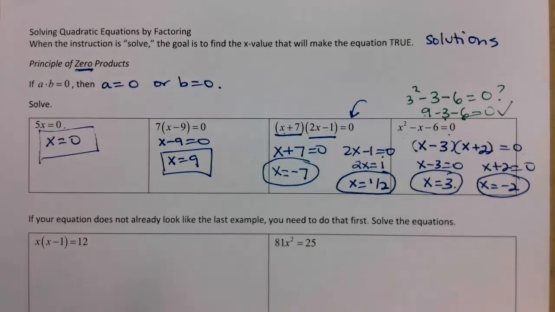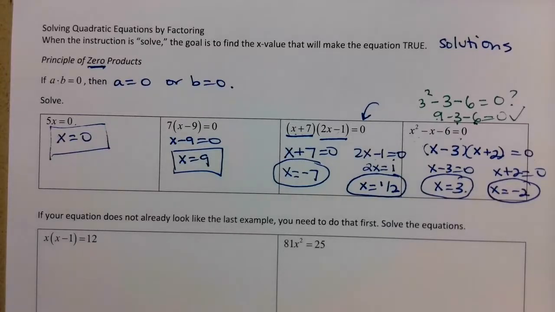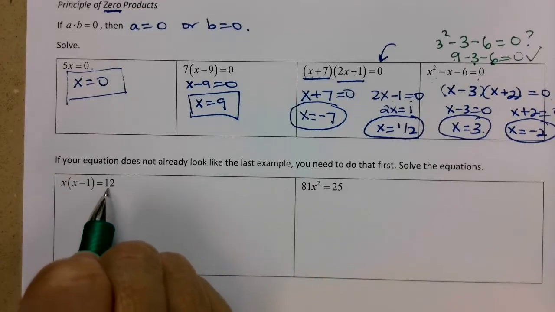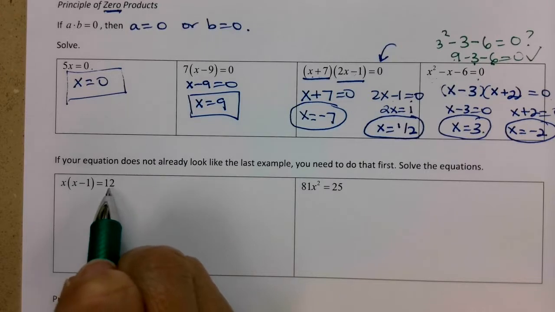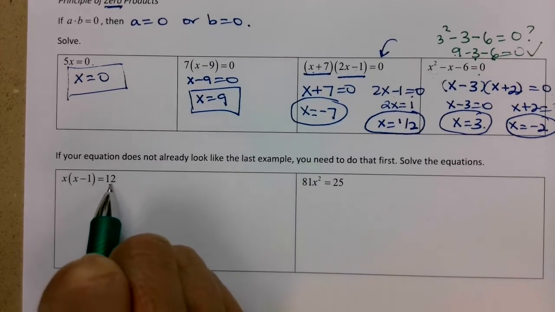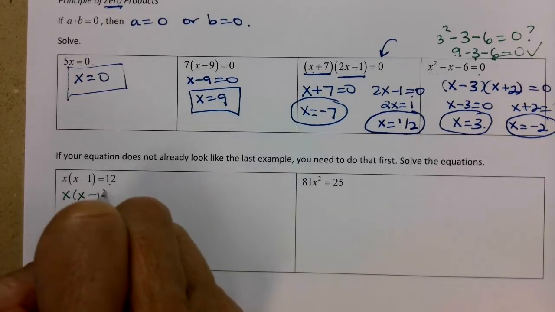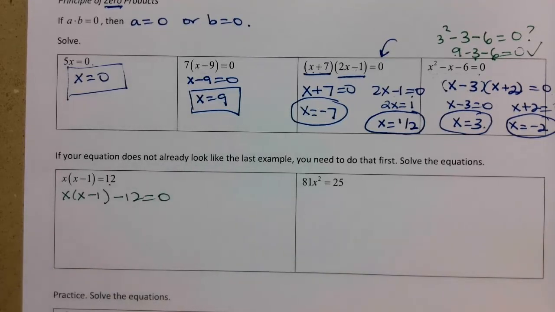Okay, so if your equation doesn't already look like one of these up here, then you're going to have to do that first. Okay, so here we go. The first one I have is x times the quantity x minus 1 equals 12. Well, it doesn't tell me anything about the factors if it equals 12. I need this to be a 0 over here. So go ahead and subtract the 12 from both sides. So now we have the 0.